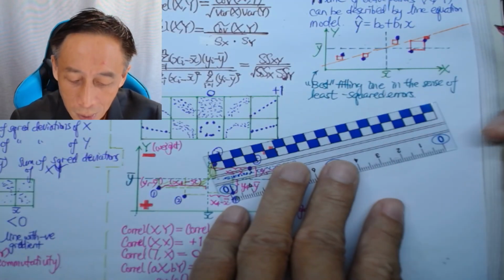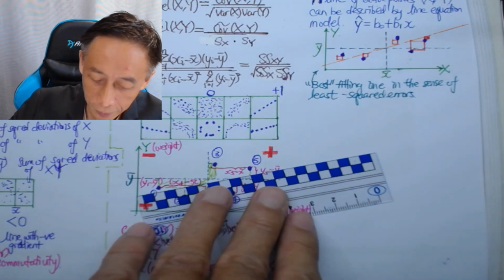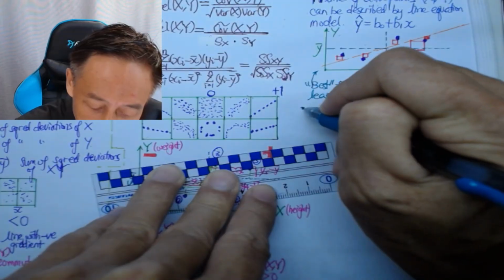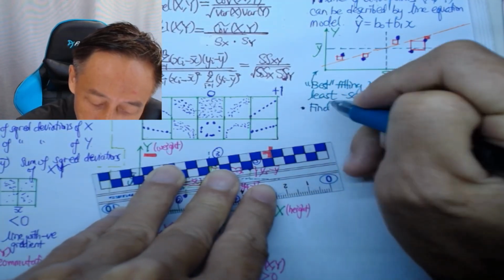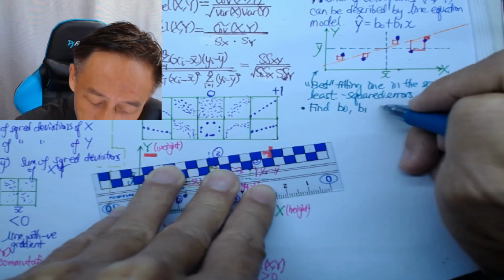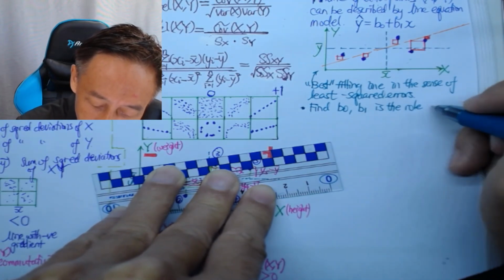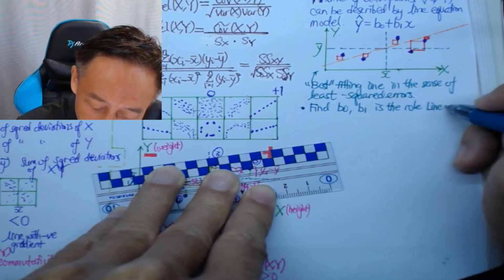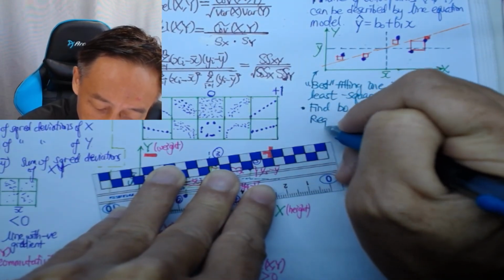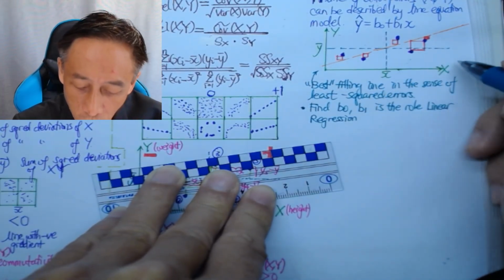So this is called finding this line, which means finding b0 and b1. This is the role of linear regression in the simple sense, because we have one explanatory variable x.